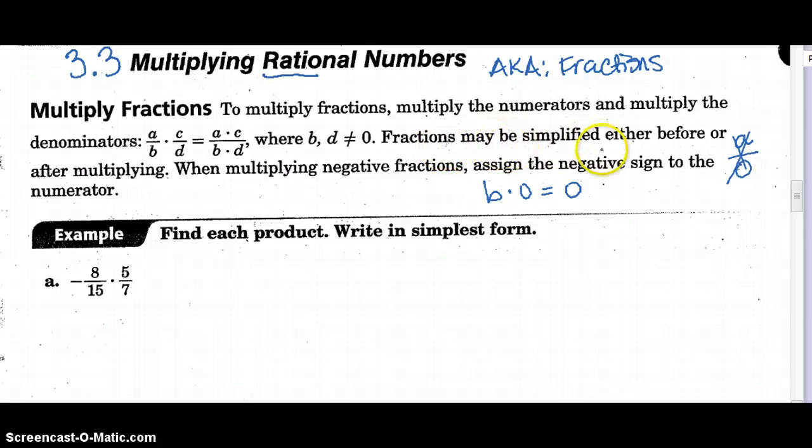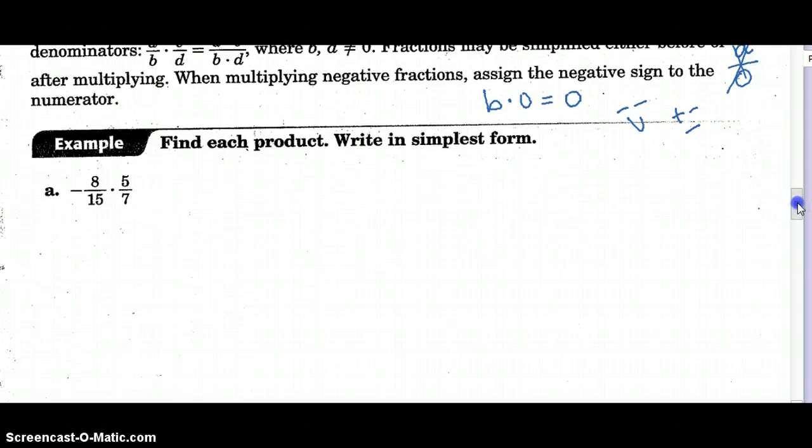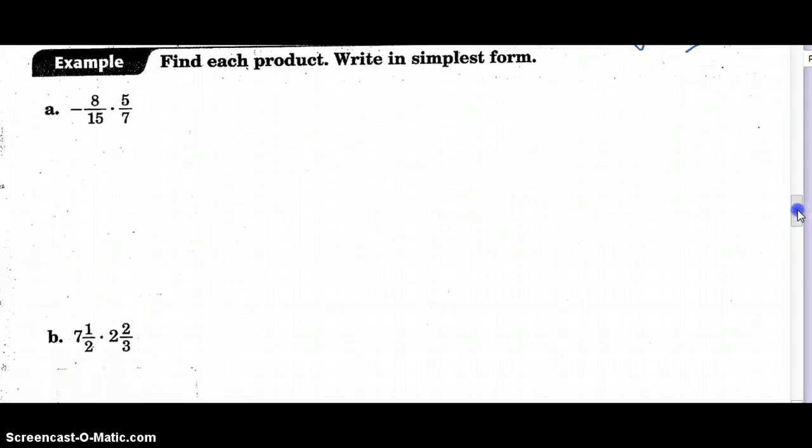Fractions may be simplified either before you multiply or after. And when you multiply negative fractions, the same multiplication rules apply. Two negatives will make a positive. Positive negative will make negative. All right, so let's review this. This should be all review for you, but in case we're rusty, it's always good to practice.